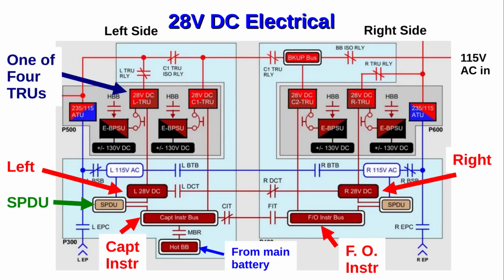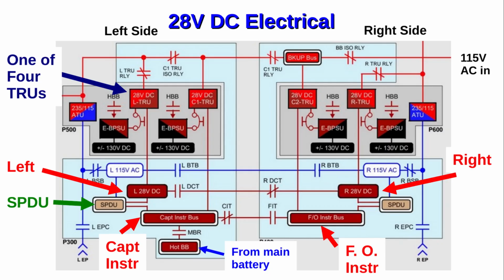A 787 has a number of AC and DC electrical buses that provide a variety of voltages. The main focus for Air India 171 is on the 28-volt DC buses, which power much of the electronic equipment in the electronic equipment bays and also provide power to the spar valve motors and fuel pumps. First, let us review the details of the 28-volt DC buses. There are 4 total: left, right, and 2 center buses called the Captain's Instrument Bus and the First Officer's Instrument Bus, respectively.